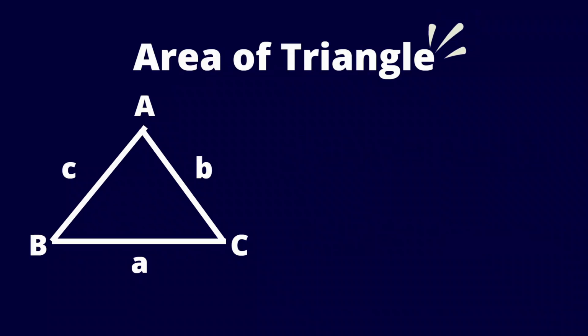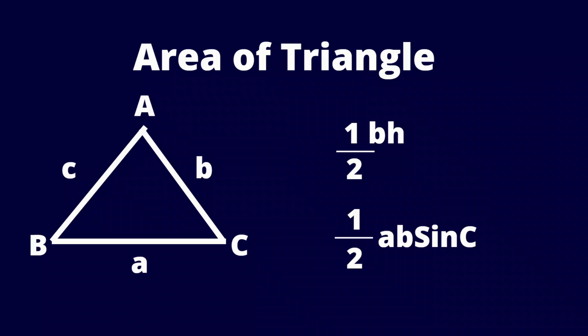Now let's talk about the area of a triangle. To figure out the area of a triangle, the most basic formula is half into base into height. Now in certain situations, you might not be given the height of a triangle, or you might be given the sides and the angles of a triangle. So in that case, we use an alternative formula to find the area of a triangle, and that is half ab sin C. So here all you're doing is taking two sides of a triangle and multiplying them with half of the sine of the angle between them.